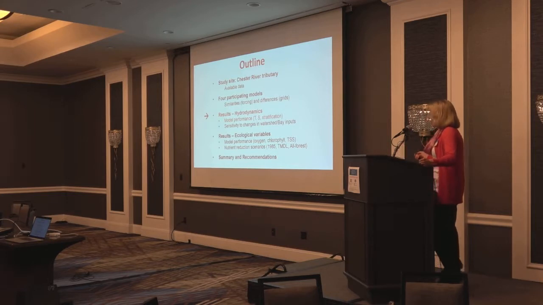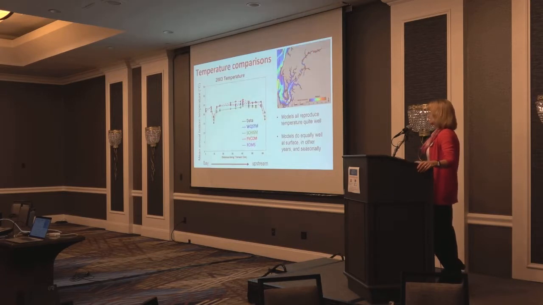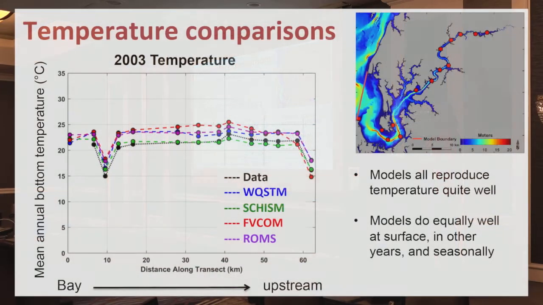Okay, so I've introduced the project quite a bit, so finally some results. I'm going to start again by talking about some hydrodynamics, so model performance in terms of temperature and salinity. Again, this is one of these transect figures for the Chester River mouth over here going upstream. And here I'm showing mean annual bottom temperature for the 4 different models in color and then the black line is the data. Again, along this transect here.